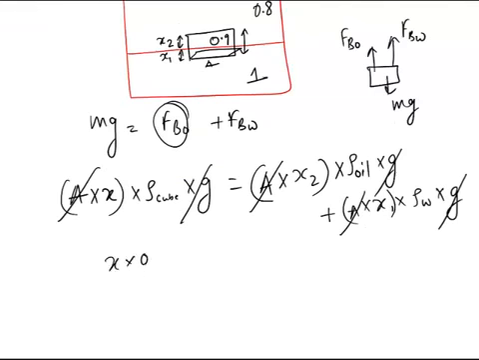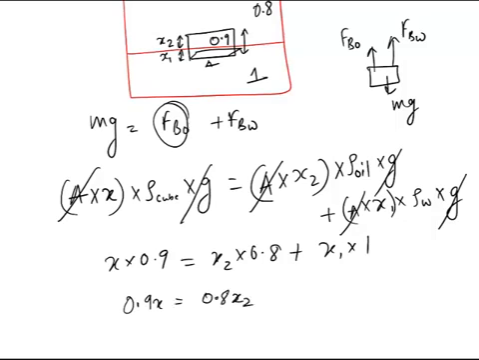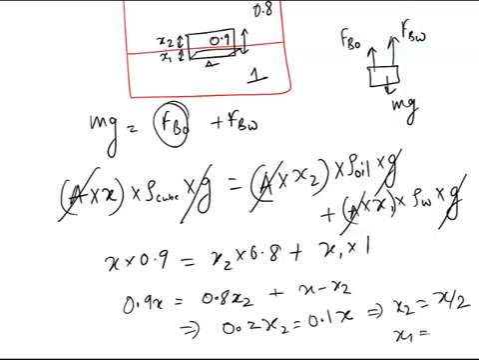So x into 0.9 equals x2 into 0.8 plus x1 into 1. So this becomes 0.9x equals 0.8x2, and x1 can be written as x minus x2, which gives us 0.2x2 equals 0.1x. That is, x2 will be equal to x over 2. So x1 will also come out as x over 2. So what's the ratio? Ratio will be 1:1, which is inside the oil and inside the water.